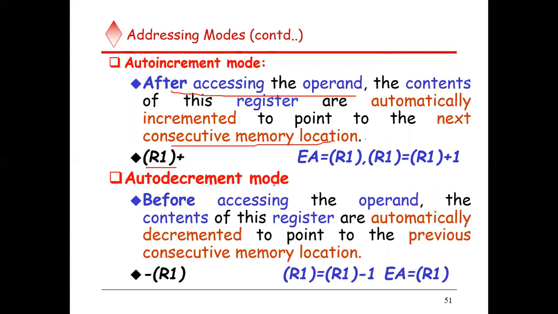Auto decrement addressing mode is written as minus (R1). It means that first it is decrementing and then accessing the address. Before accessing the operand, the content of the register is automatically decremented to point to the previous consecutive memory location, and then that is accessed. That is called the auto decrement mode.